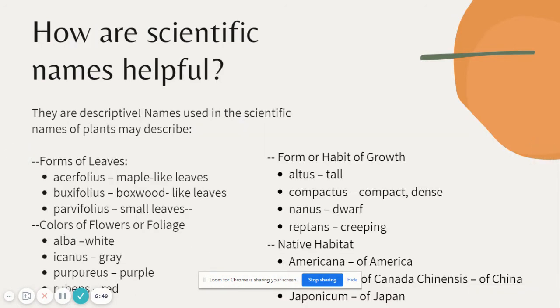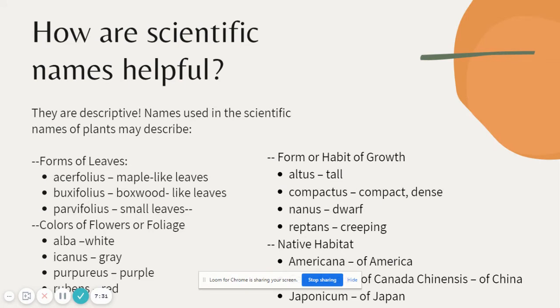So you're probably wondering, how are scientific names helpful? Like you just told me, if I learn more about Latin, it'll help me identify the plant. These names are descriptive. Names used in the scientific names of plants may describe the form of the leaf. So acerifolious could mean the leaf looks like a maple, because there are some trees that are not maple, but their leaves look similar to it. And sometimes their species name is acerifolious. Buxifolious means it's going to have boxwood-looking leaves. Parvifolious can mean it has small leaves.